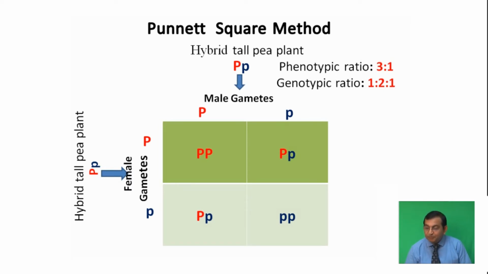This method is called the Punnett square method, which was developed by a British geneticist, R.C. Punnett. It is also the way by which Mendel's principles of inheritance could be predicted, or the results could be obtained on the basis of these principles.